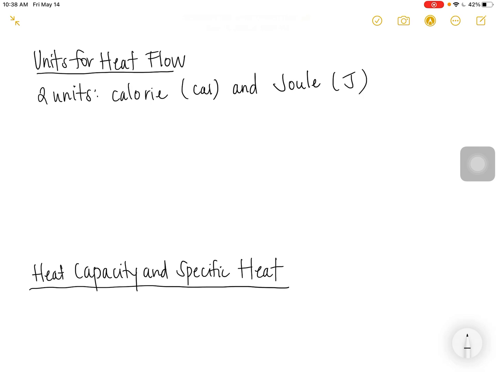Now, the joule itself is fairly small, so sometimes we'll see kilojoules, which are 1,000 joules, just like the kilogram is 1,000 grams. If you need to convert between calories and joules, there is a conversion factor that says 1 calorie is equal to 4.184 joules. Not something to be memorized, it's just a way to convert between the two units.